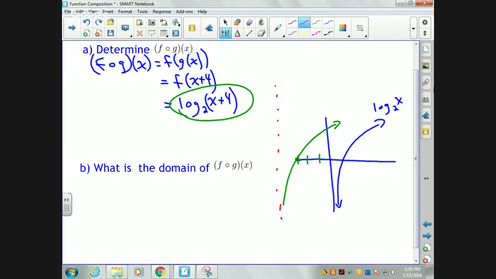Oh yeah, this function right here, the domain. Whoa, I heard a -4, a -5, and a -4.5. It's not -5. Yeah, the asymptote was 0 before. We shifted 4 to the left, so the asymptote is at -4. So the domain of this new function is that x is an element of the reals such that x has to be greater than -4.